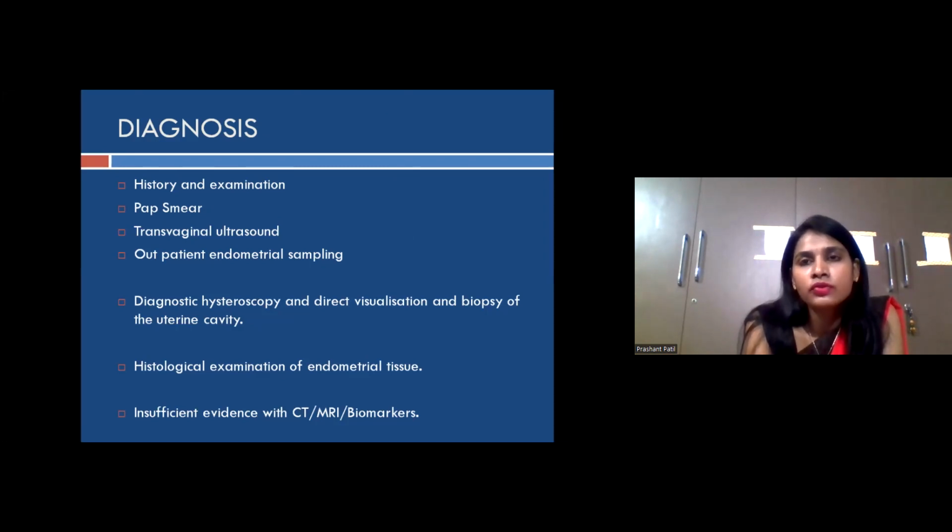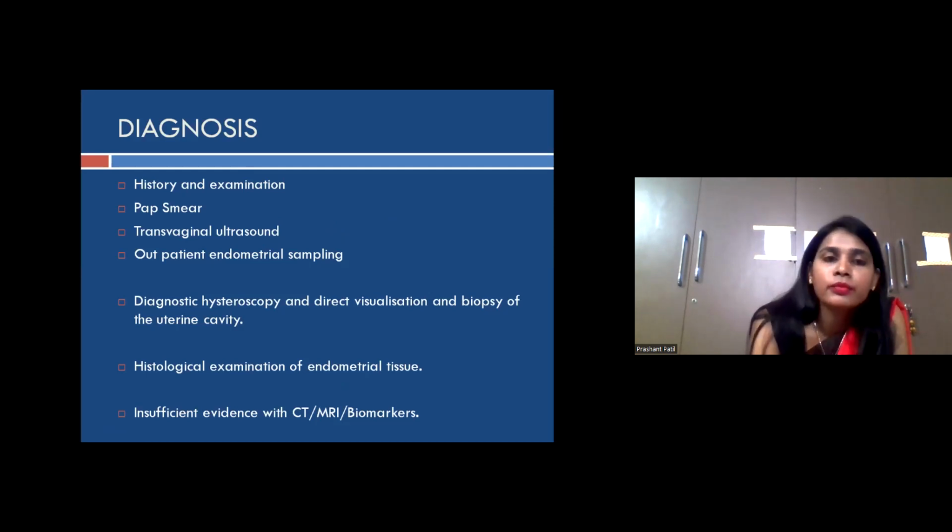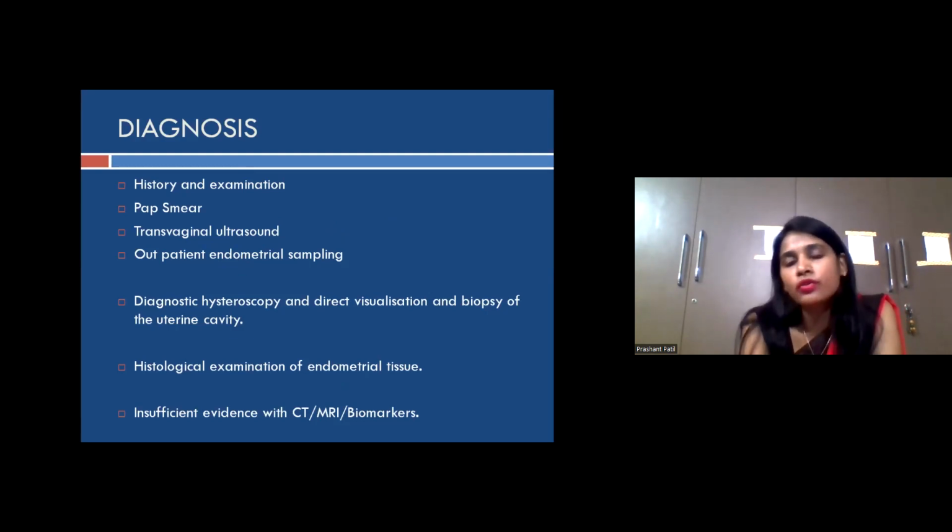With a pap smear, we can also find some atypical glandular cells or endometrial glands when we take a smear. So we need to do that also. And transvaginal ultrasound is a gold standard. So always we need to do a transvaginal ultrasound to look for the thickness of the endometrium and any irregular endometrial pattern. Then once we find any abnormal endometrium in the sonography, we need to sample the endometrium.